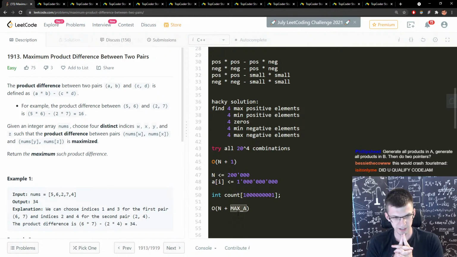Generate all products in A, all products in B. What do you mean A and B? We have one sequence, and it's tricky to avoid using the same element.